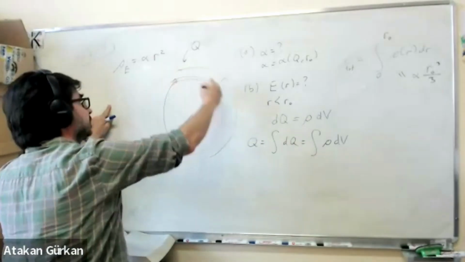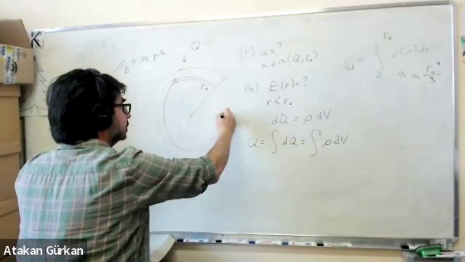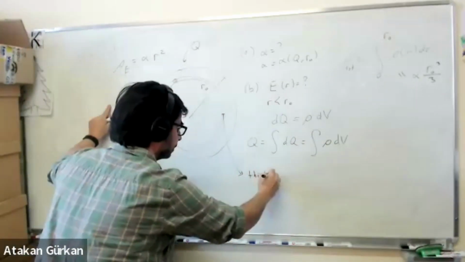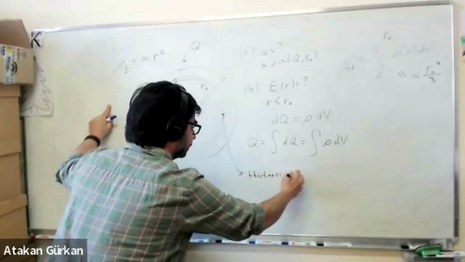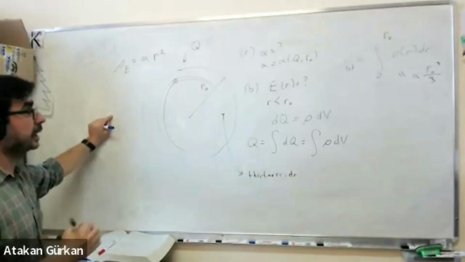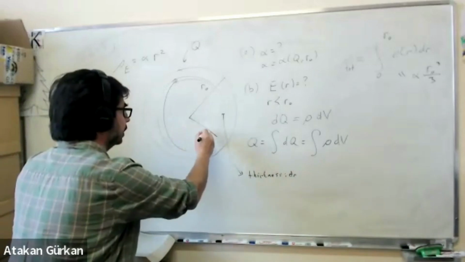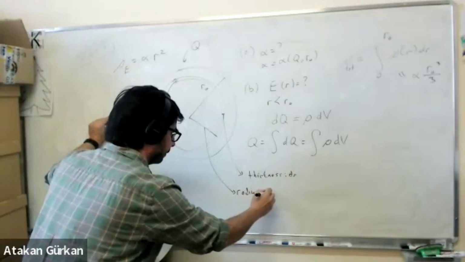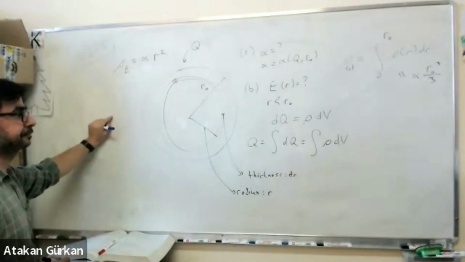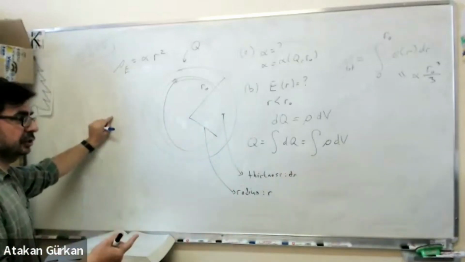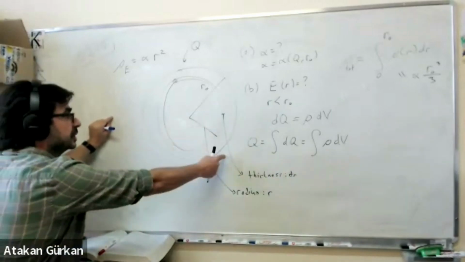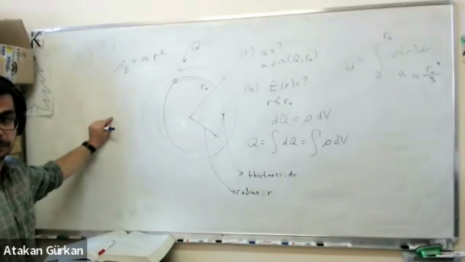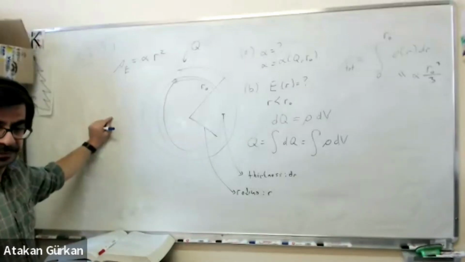Something like this. And these are going to have some thickness dr, infinitesimal shells, and they're going to have radius r. And I'm going to let this r change from 0 to r0, and in this way, I'm going to cover the whole solid sphere. This is the strategy.